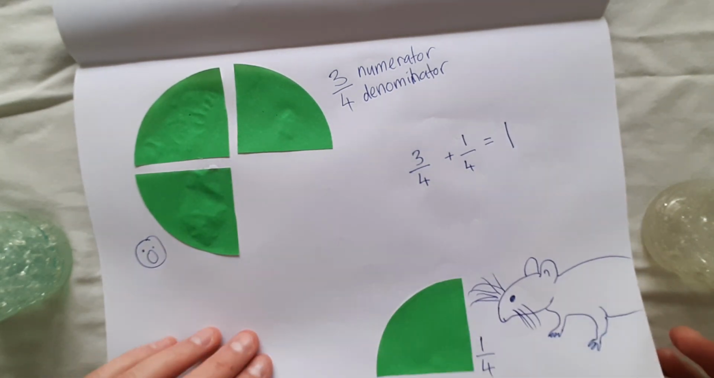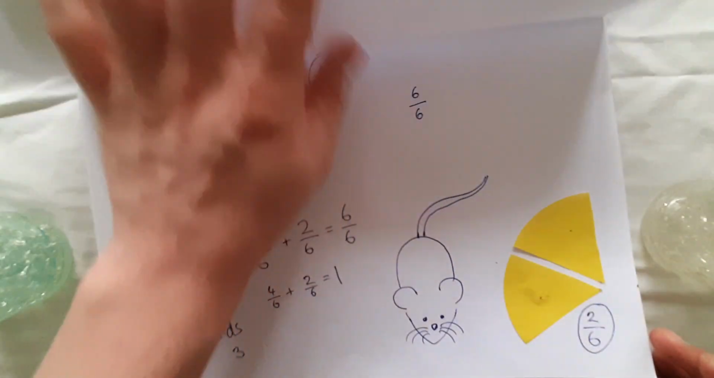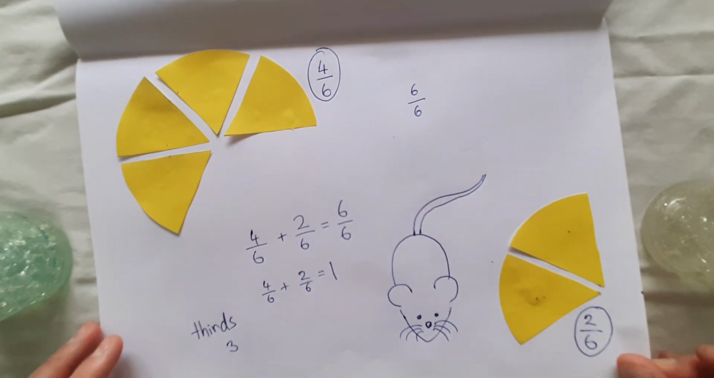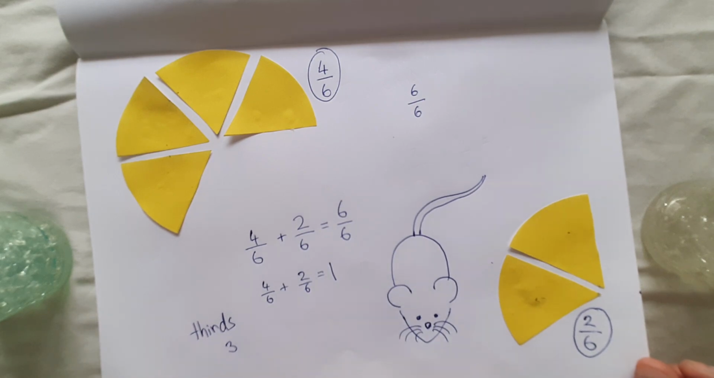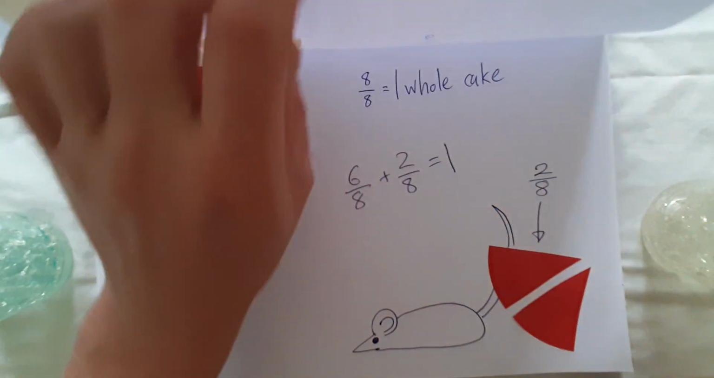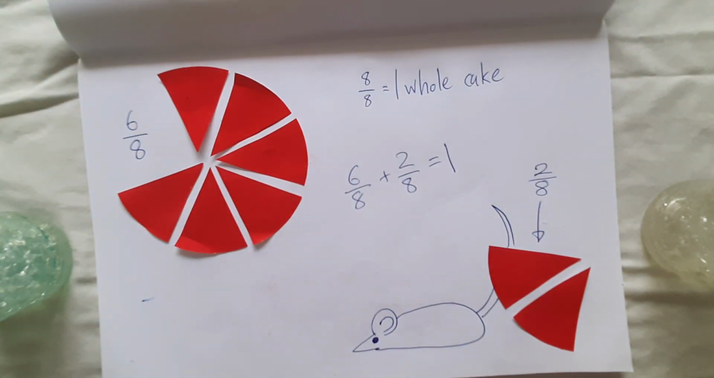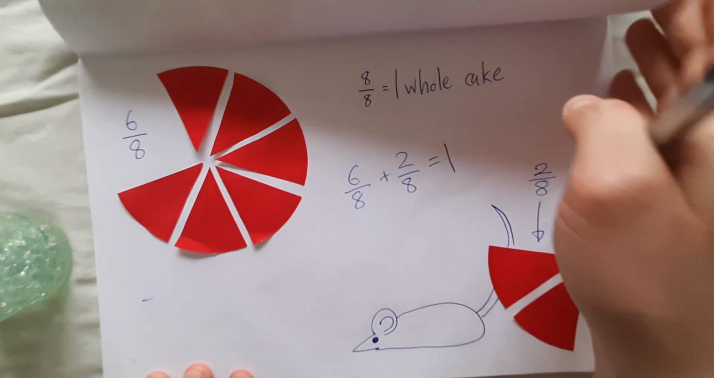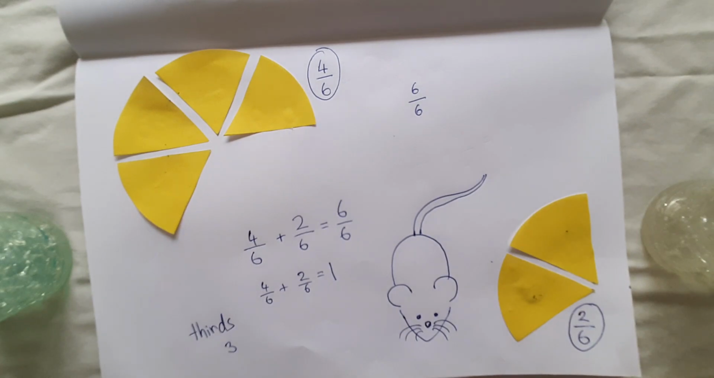A question for you is, did the mouse eat more of this lemon cake, or did he eat more of this raspberry cake? He had 2 eighths of this cake, and he had 2 sixths of this cake. So I will let you think about that one.